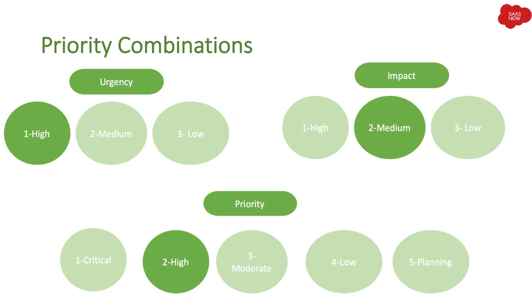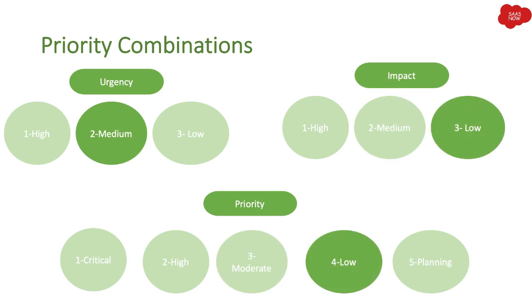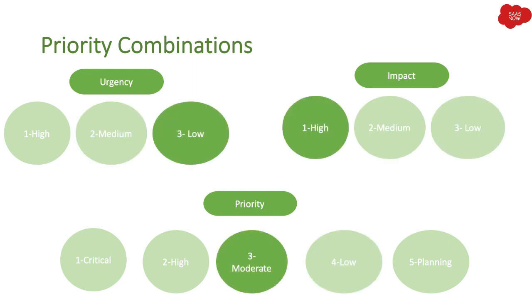Then we have this combination, then this combination. If I have urgency as 2 medium and impact as 1 high, then priority will become high. Then I have this one, and the last ones are related to low. So I have low, then high, medium, then again it's low, priority is low. And then urgency is low, impact is low, and the priority is planning. It's very low.